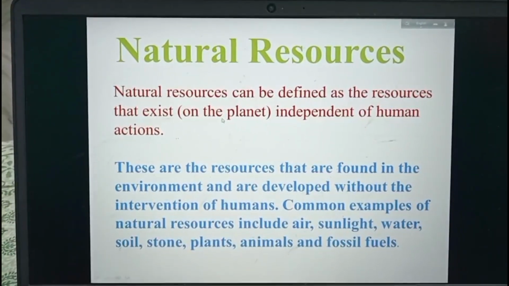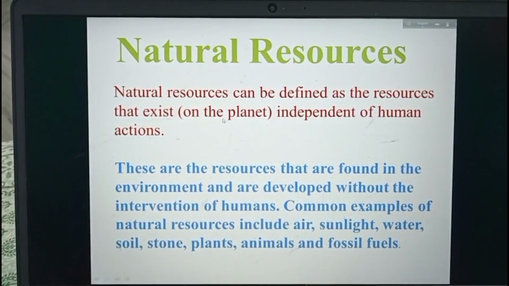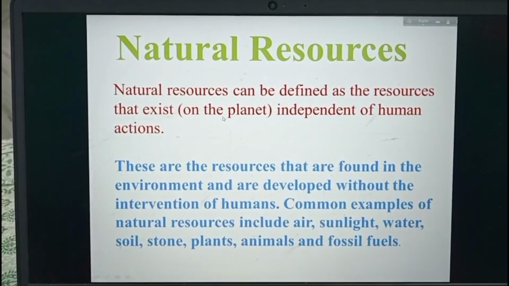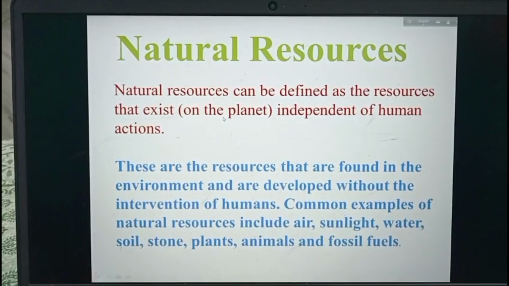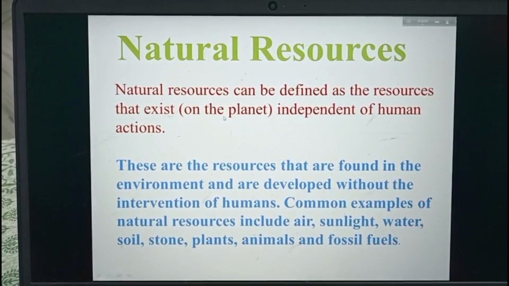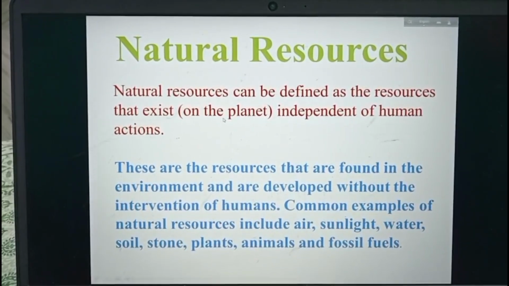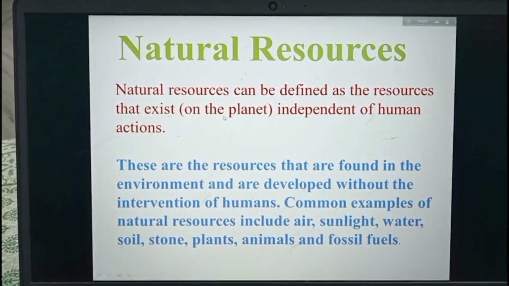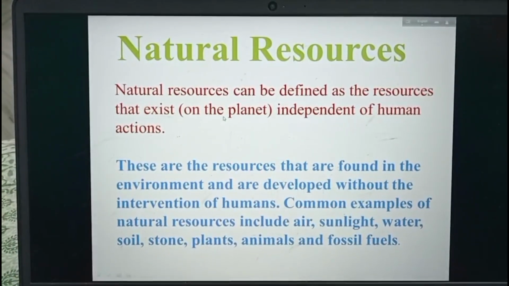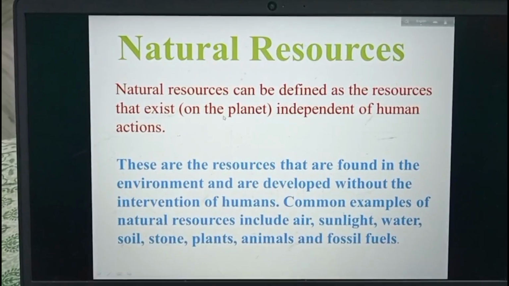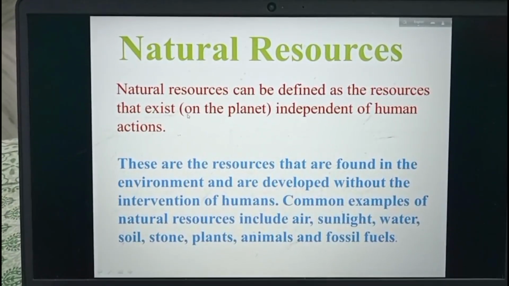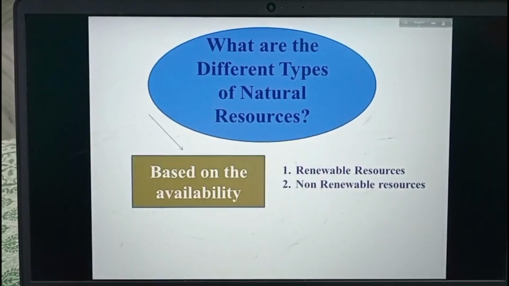We can see where we are getting the natural resources. The explanation is also written that these are the resources that are found in the environment and are developed without any intervention of humans. Some of the examples given include air, sunlight, water, soil, stone, plants, animals, and fossil fuels, which we get directly from our nature. Come to the next part.